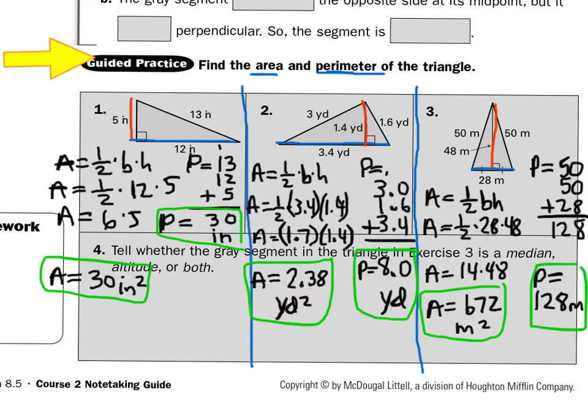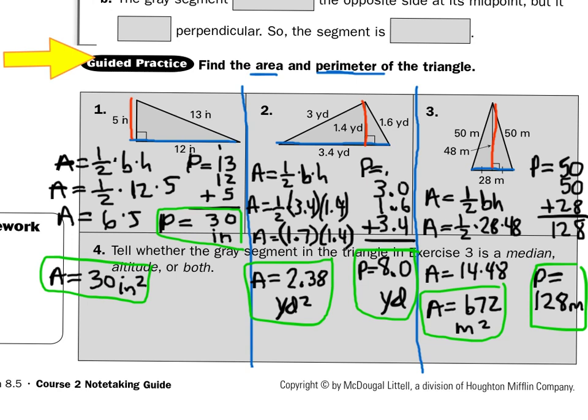With perimeter, we have to add up all the outside edges. So you add 3 plus 1.6 plus 3.4. Remember, when you're adding decimals, you have to line up those decimal points. And so I would get 8.0. So the perimeter is 8 yards.